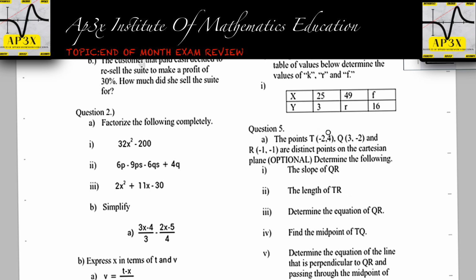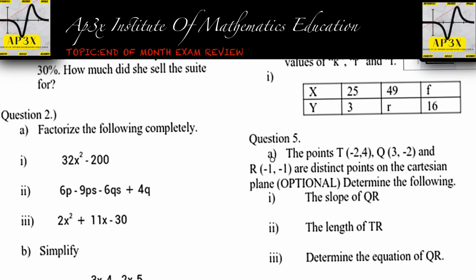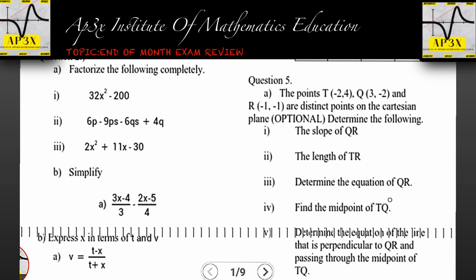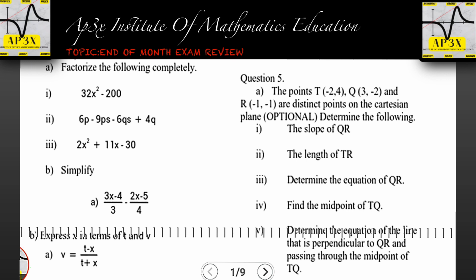The points T(-2, 4), Q(3, -2), and R(-1, -1) are distinct points on the Cartesian plane. Optional. We should determine the following: the slope of QR, the length of TR, the equation of QR, the midpoint of TQ, and of course the equation of the line that is perpendicular to TQ and passing through its midpoint. Sounds very complicated. All right, now why did I put the word optional here?